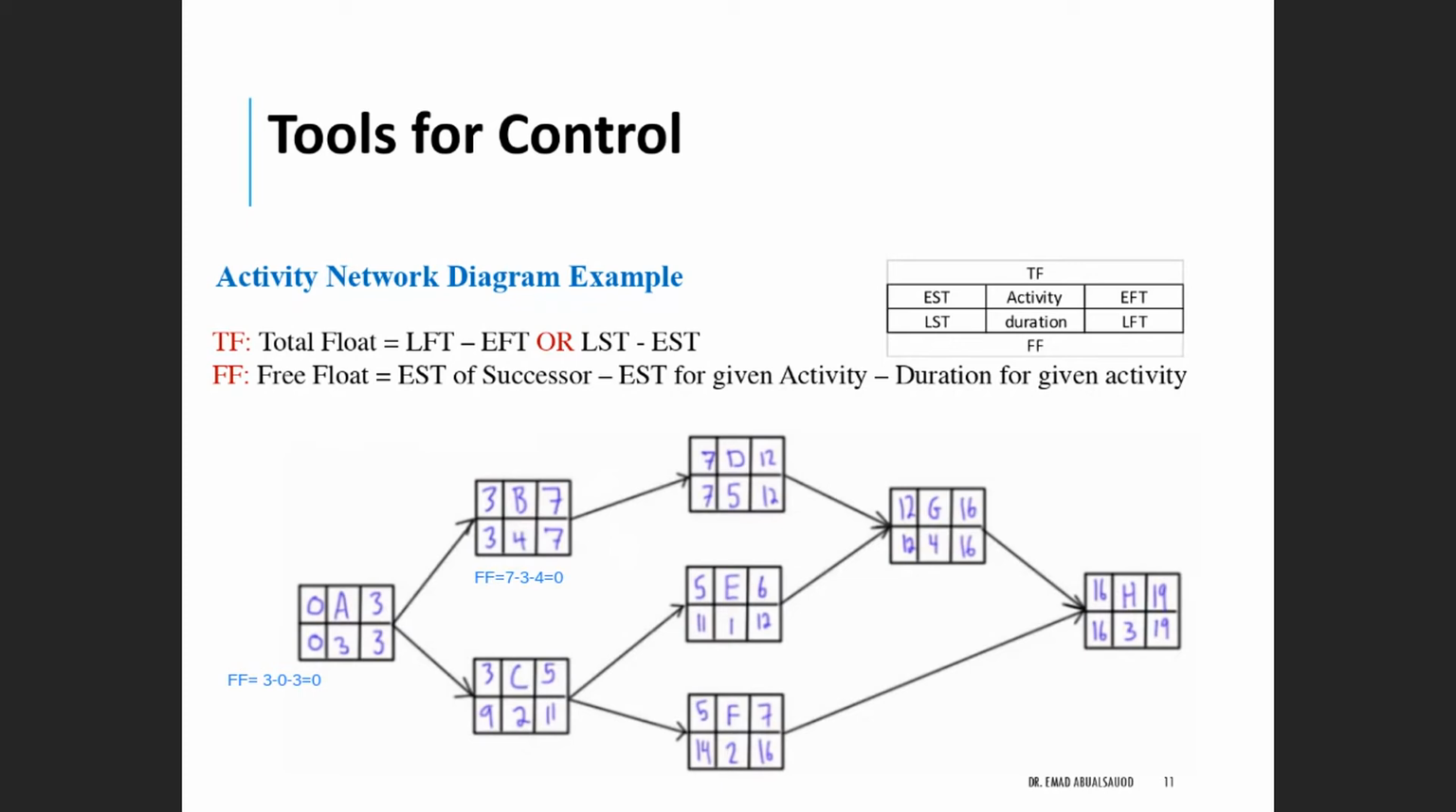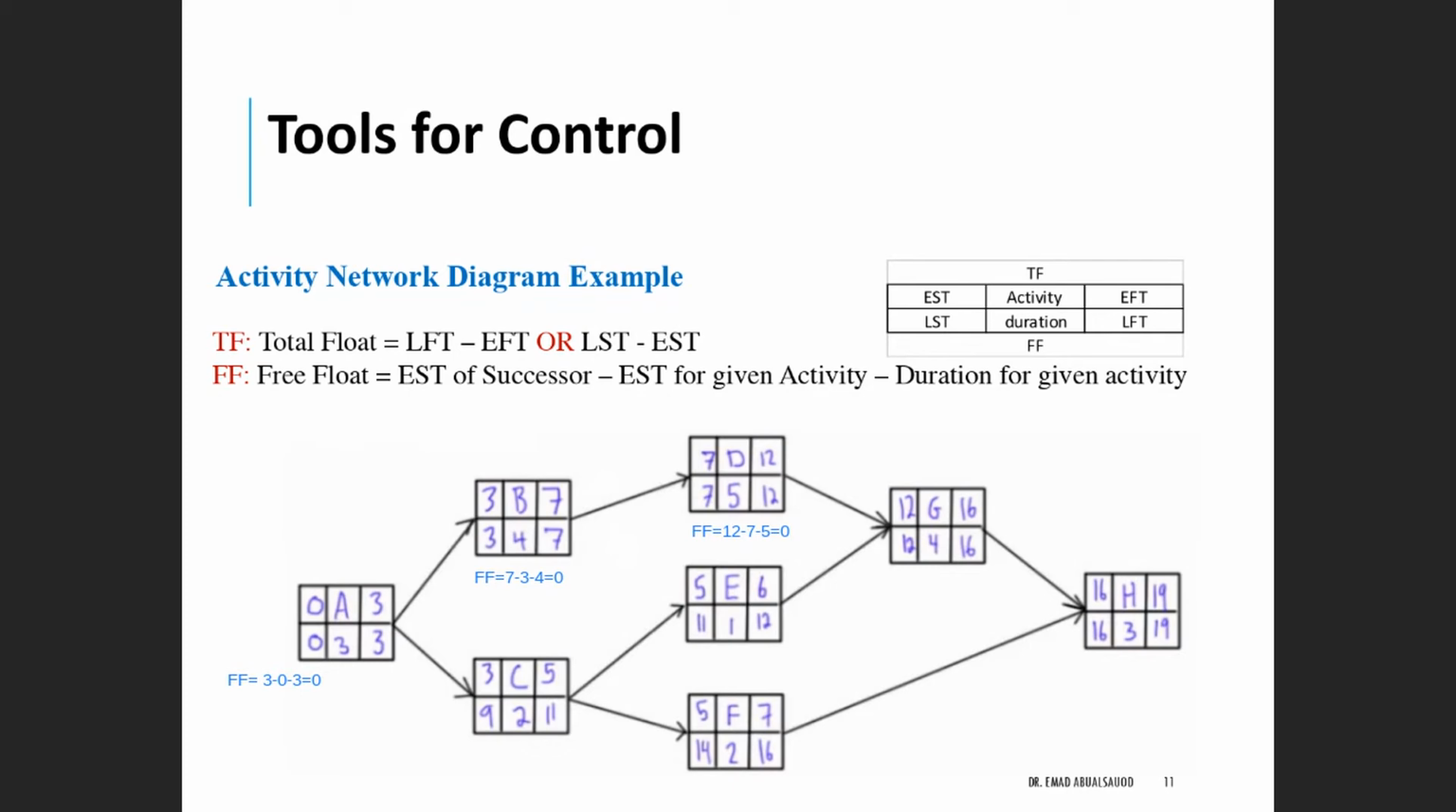On activity D, we have the successor G, and the earliest time for G is 12. So 12 minus the early time for D, which is 7, minus the duration time, which is 5, and that also will give us 0. 12 minus 7 minus 5 gives us 0. The same we will continue, and we will have the same here as a 0.